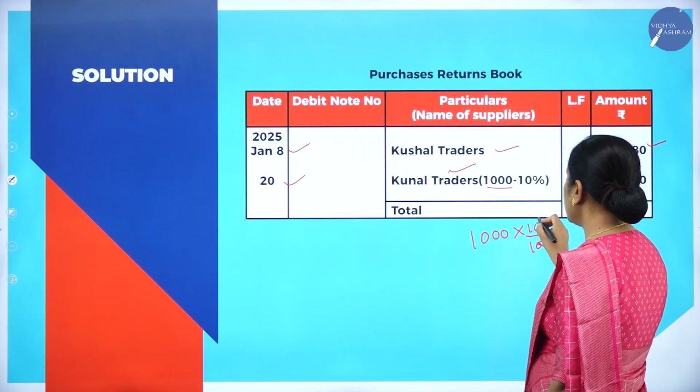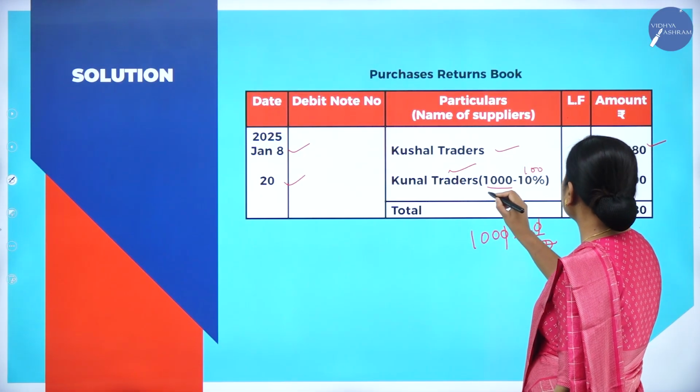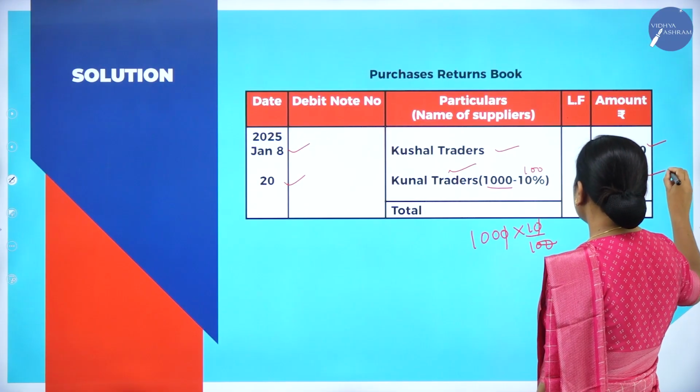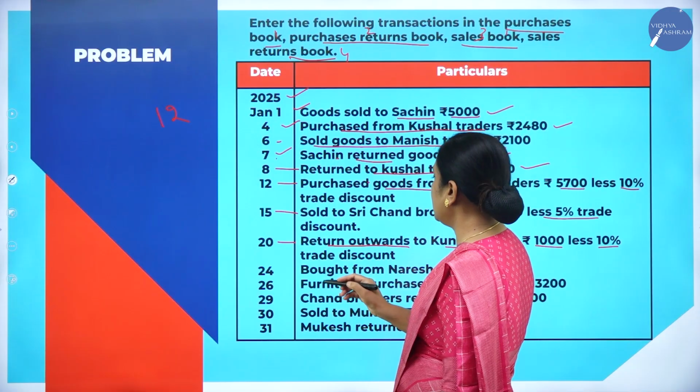So how much does it come to? 100 rupees. So minus 100. 1,000 minus 100 is how much? 900. We have recorded. Now, we'll see the next.